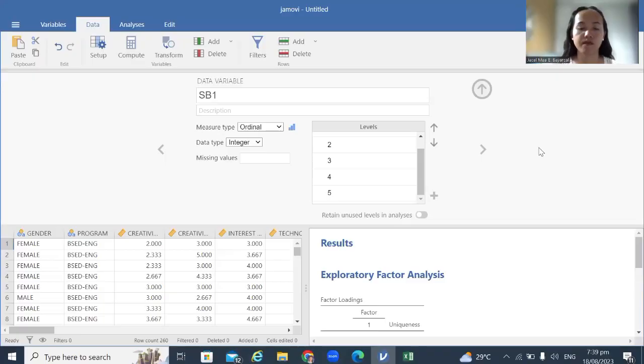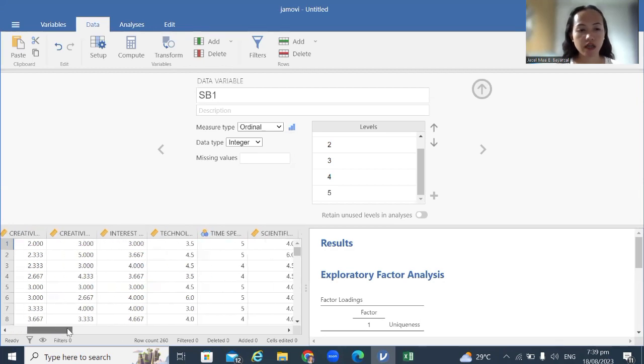So next, I will be showing you how to do exploratory factor analysis in Jamovi. Then we will be checking our data.